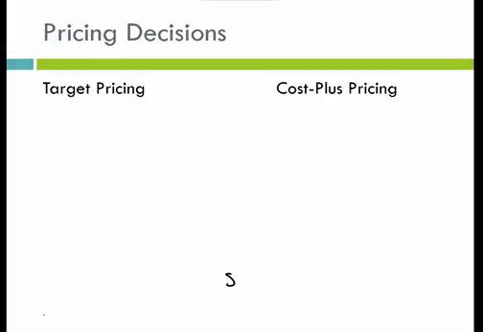Okay, so target pricing, this is what's used by price takers, okay? For price takers, whereas the cost plus pricing is for price setters. For price setters.